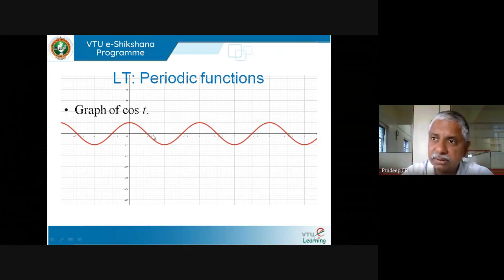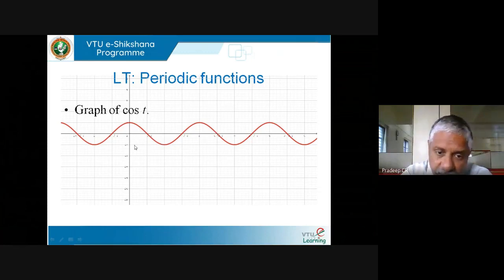Cos 2 pi is, no, I'm saying something wrong. Cos 0 is 1, correct? Cos pi by 2 is 0. Cos pi is minus 1. Cos 3 pi by 2 is 0. And then this is cos 2 pi. Cos 2 pi is 1, correct? This is cos 2 pi plus pi by 2.